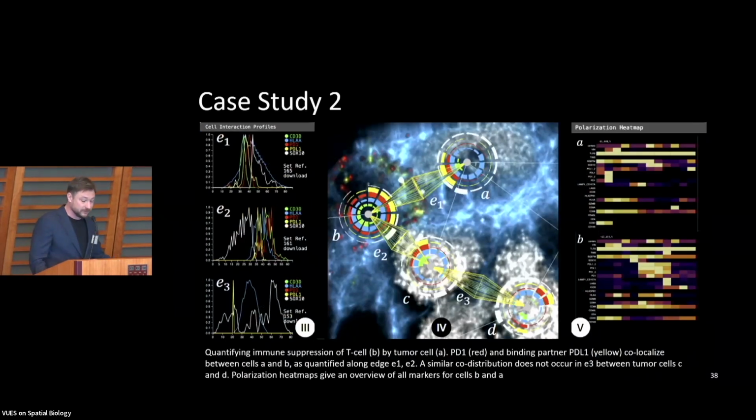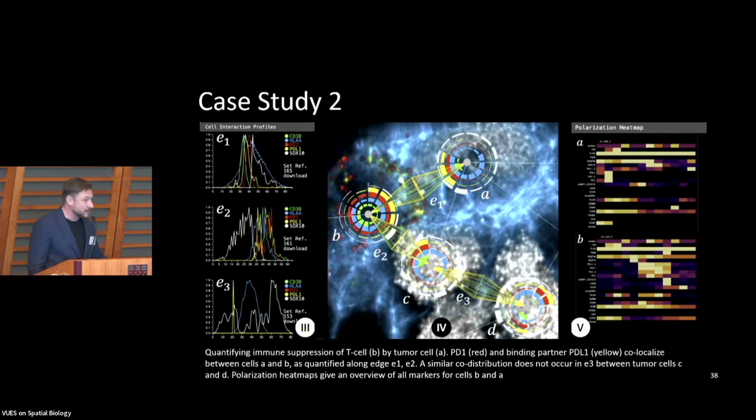So we performed a couple of case studies. Based on the time, I just want to go into detail for one of those. This study focuses on quantifying immune suppression of T cells by tumor cells via the PD-1, PD-L1 pathway. In this example, we see this cell B here, which is a T cell, and cell A, a cancer cell. When we look at the edge E1, we see this PD-1, PD-L1 pathway of the immune suppression. We also see this on the edge E2, but it's not present on edge E3 because these are two cancer cells.